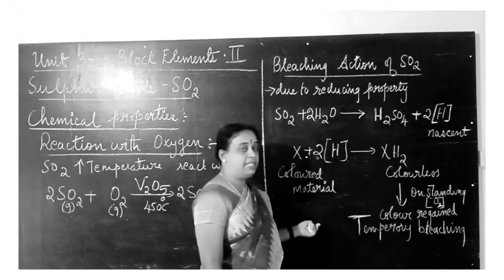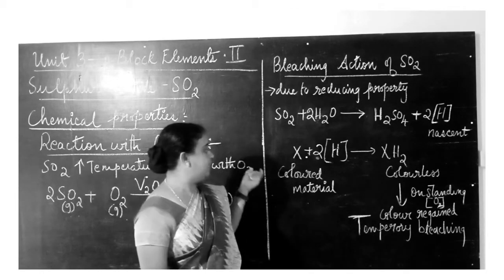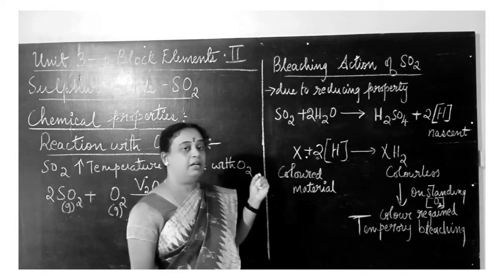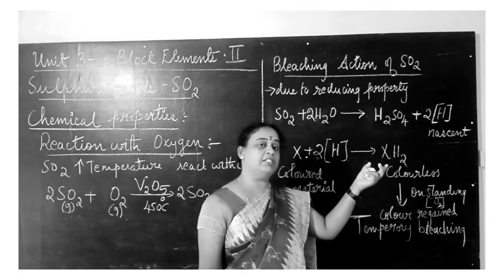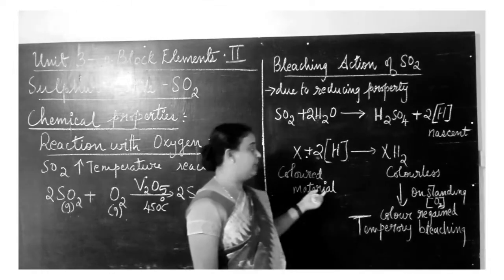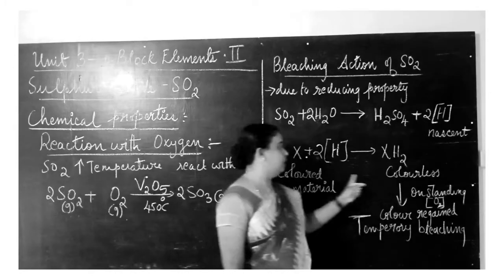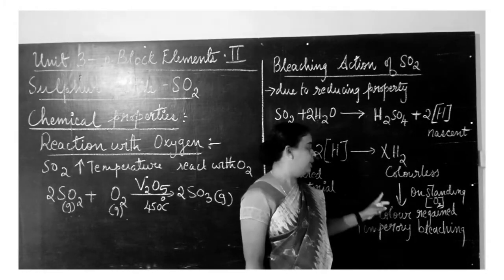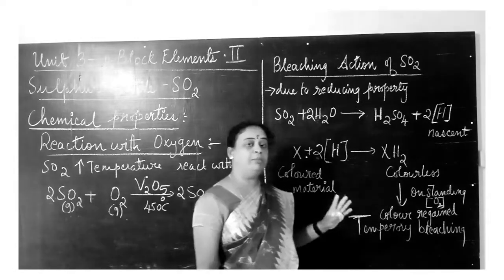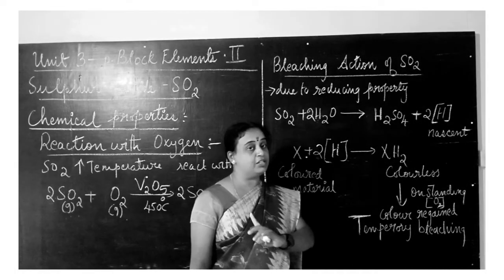The same bleaching action is also seen in the case of chlorine. There, when the colored material reacts with chlorine, nascent oxygen is obtained. As a result, there the whiteness is permanent, due to subsequent oxidation of the colorless material. The whiteness of the substance is retained in the case of chlorine. So chlorine bleaching is permanent bleaching. That is because of the presence of nascent oxygen.